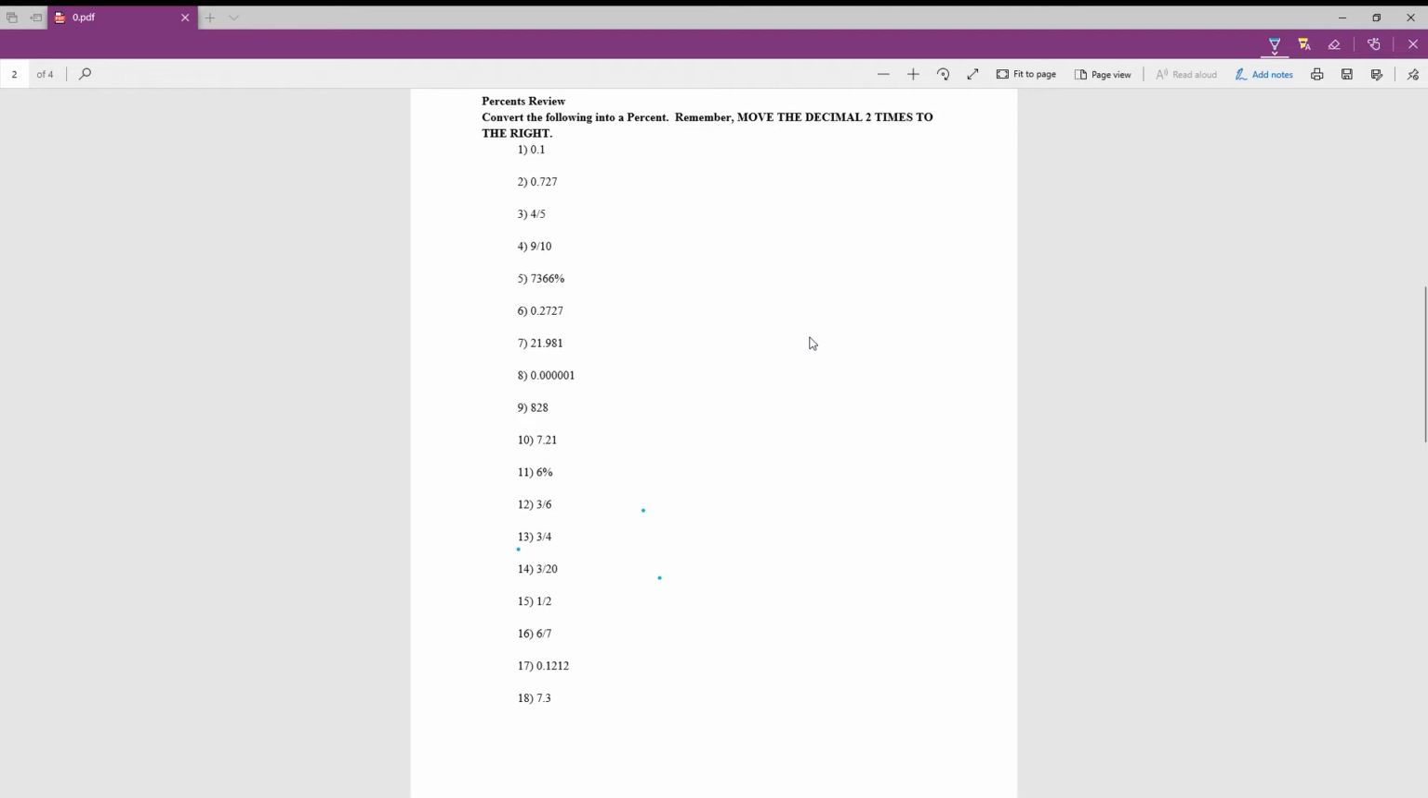But in case you need a reminder, to convert a fraction into a percent, you first need to convert it into a decimal. And you do that by dividing the numerator by the denominator. And then once you have it in decimal form, all you have to do is move the decimal point 2 times to the right. And there's your percent.